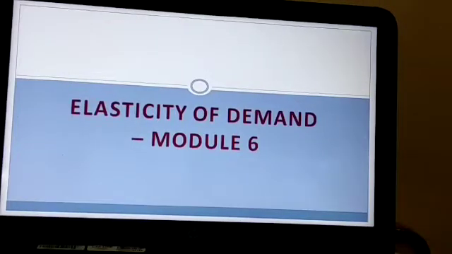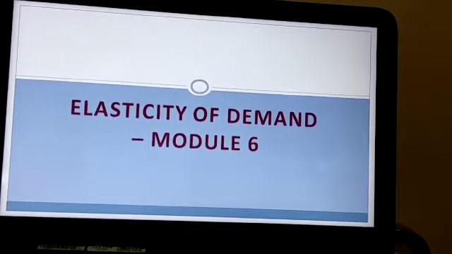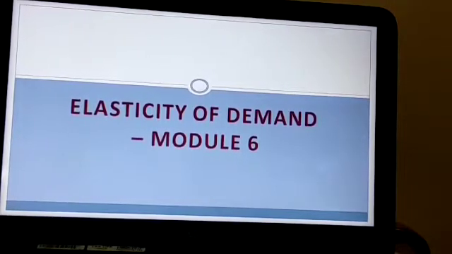Good morning, students. This is the last module, the sixth module, of your chapter Elasticity of Demand. In this module, we are going to discuss two topics, income elasticity of demand and cross elasticity of demand. I told you at the start of this chapter that there are three kinds of elasticity of demand: price elasticity of demand, income elasticity of demand, and cross elasticity of demand.